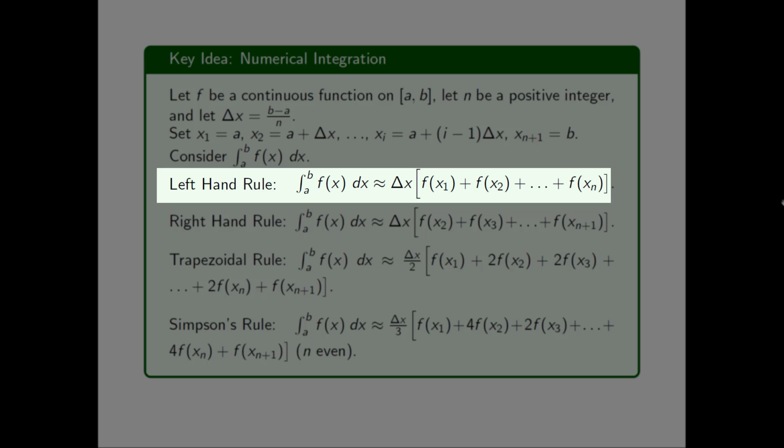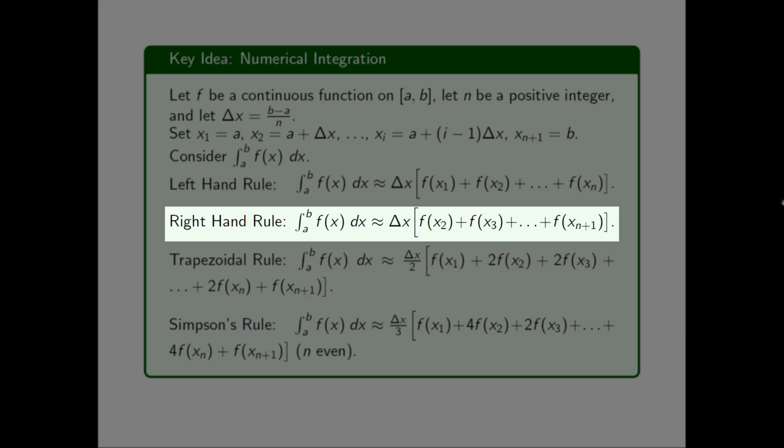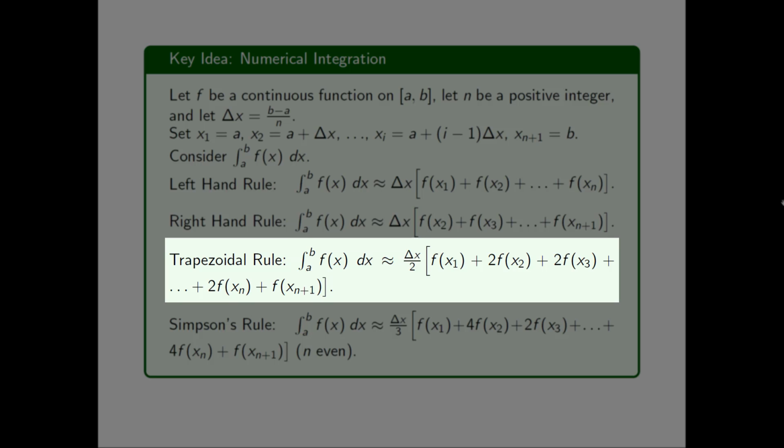Our left-hand rule is given by this, which we have seen before. We take the delta x outside, and then f of x1, x2, all the way up to xn. The right-hand rule is very similar, except we start at x2 and finish at xn plus 1. For the trapezoid rule, we take delta x over 2 outside, and we have the first term plus 2 times the second term, 2 times the third term, and so on, 2 times the xn, and then just 1 times f of xn plus 1.